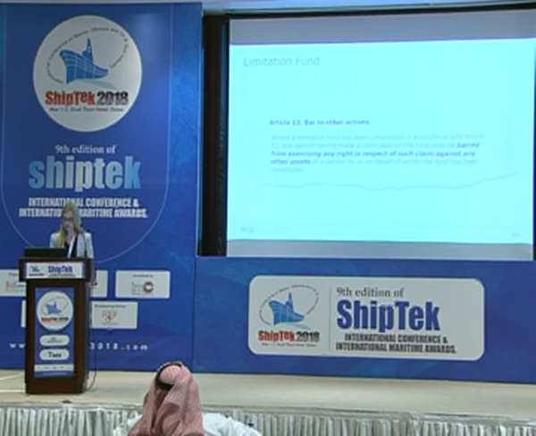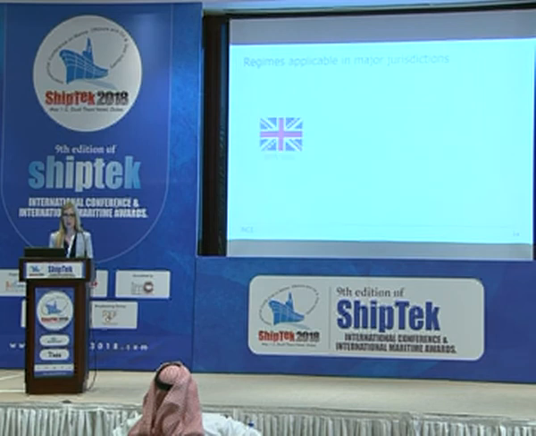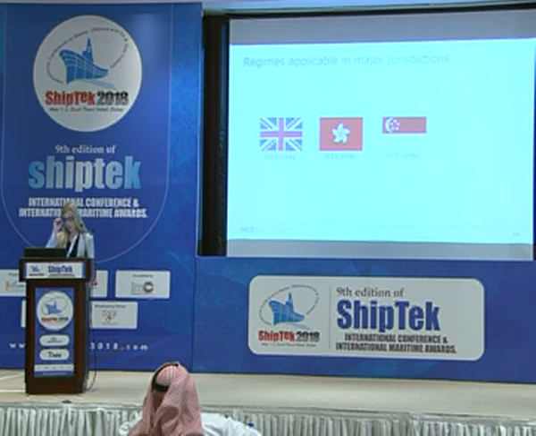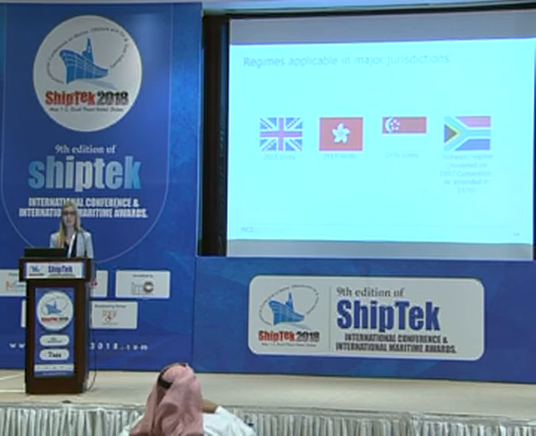I thought it would be quite useful just to show you the regimes applicable in major jurisdictions. So in the UK, there are the 2015 higher limits. In Hong Kong, they also have the higher limits. Singapore is the same as in the UAE in that the 1976 limits apply, so they do not have the higher limitation amounts. And South Africa, which is known as a very friendly shipping arrest jurisdiction, they have their own domestic regime, which is modelled on an old convention, 1957, as amended in the 70s. So that again is nowhere near the 1996 protocol and 2015 limits.